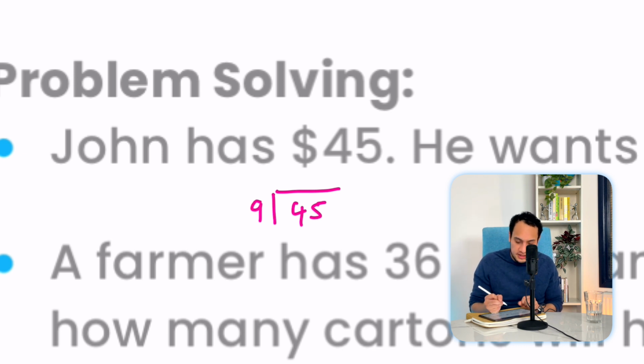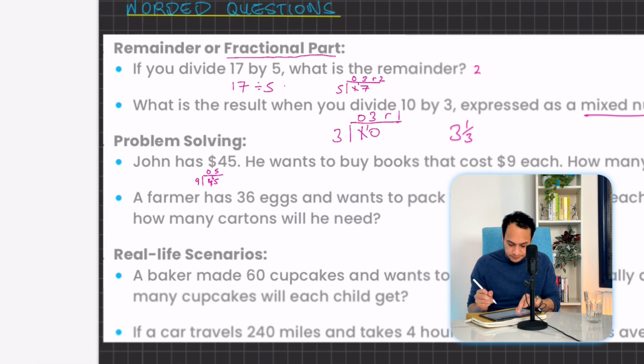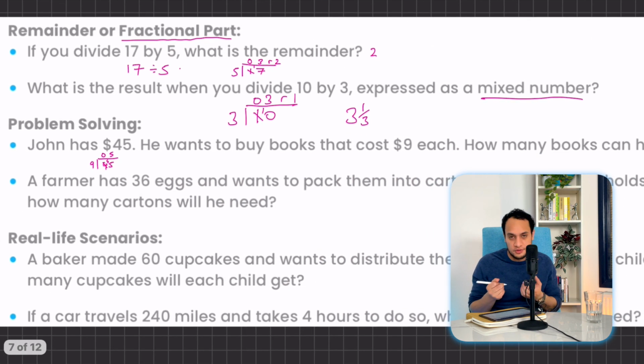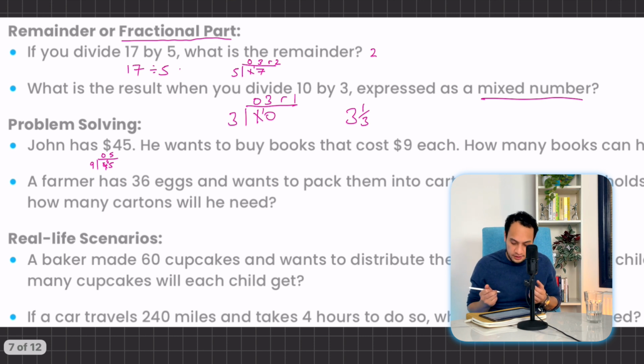We're going to have 9 next to it, because it's the cost of the books. 9 into 4, that doesn't go. So we're going to have to put 4 on the 5. 9 into 45 goes 5 times, and therefore our answer is 5. Again, if you know your multiplications well enough, you don't really need to divide it.